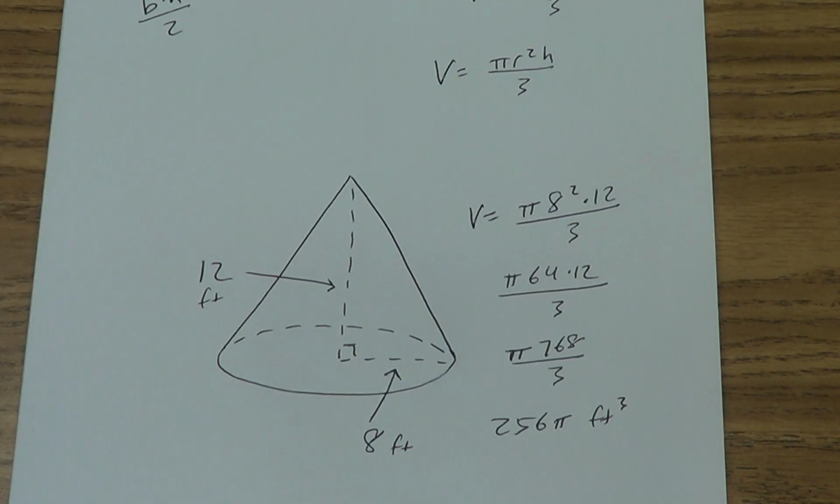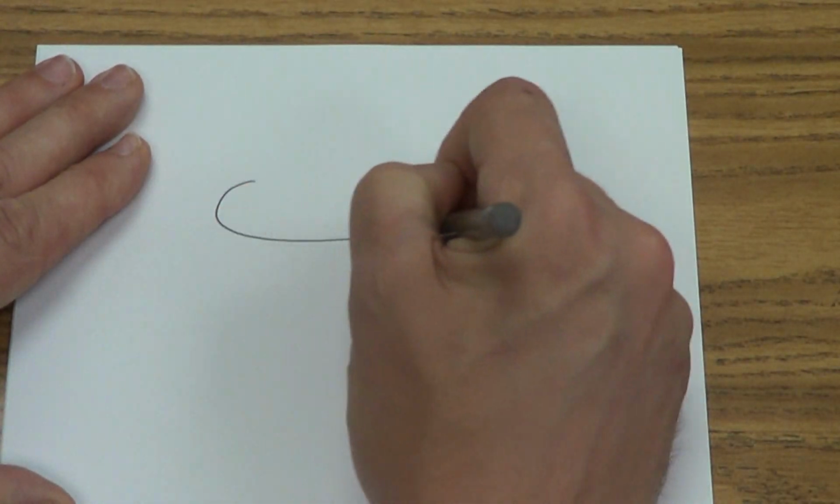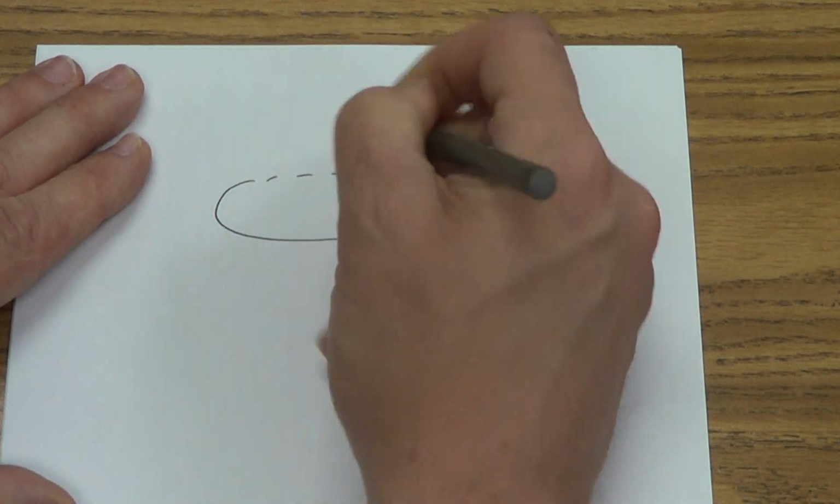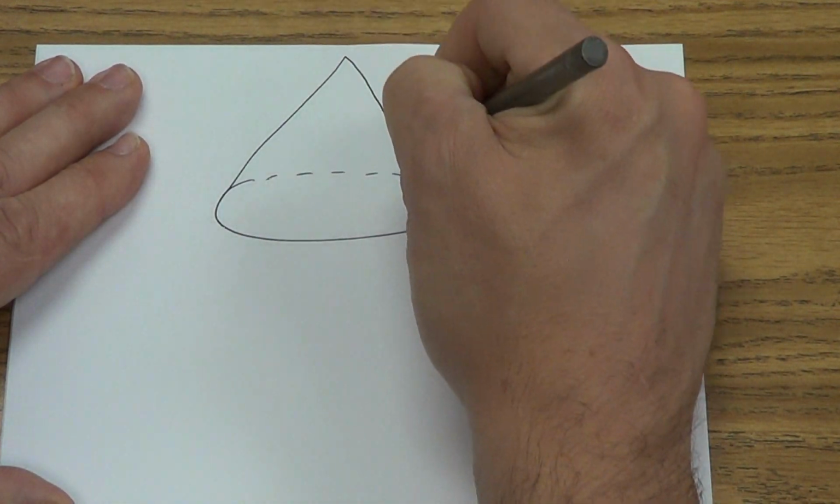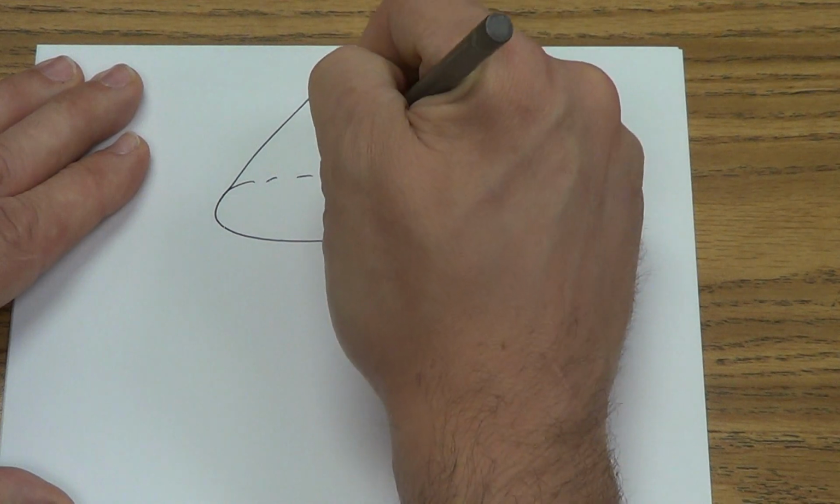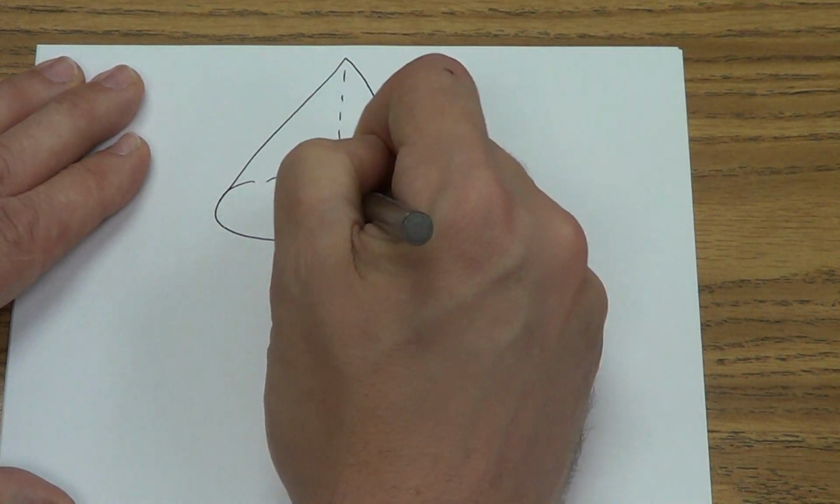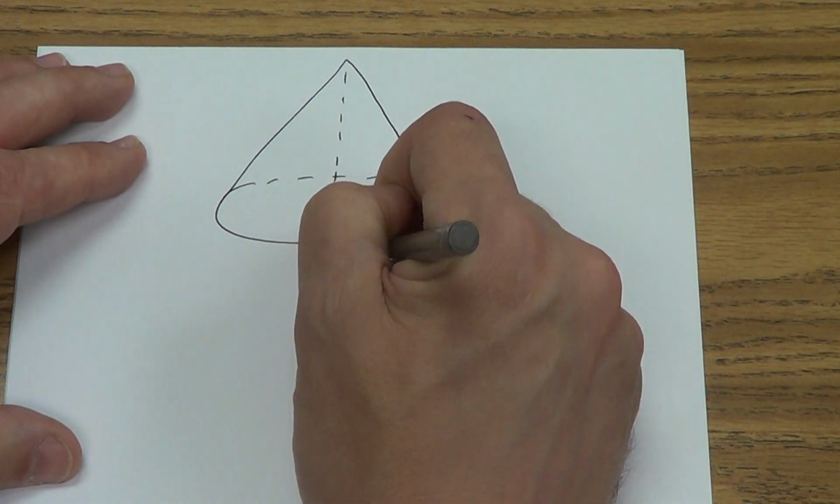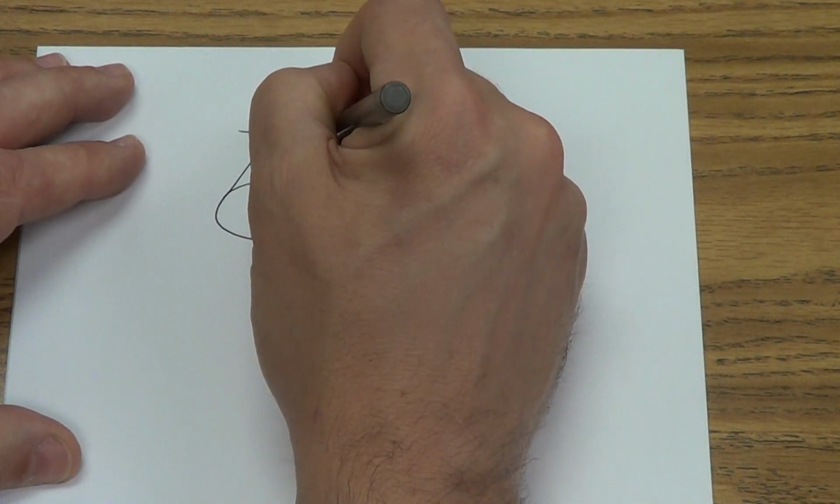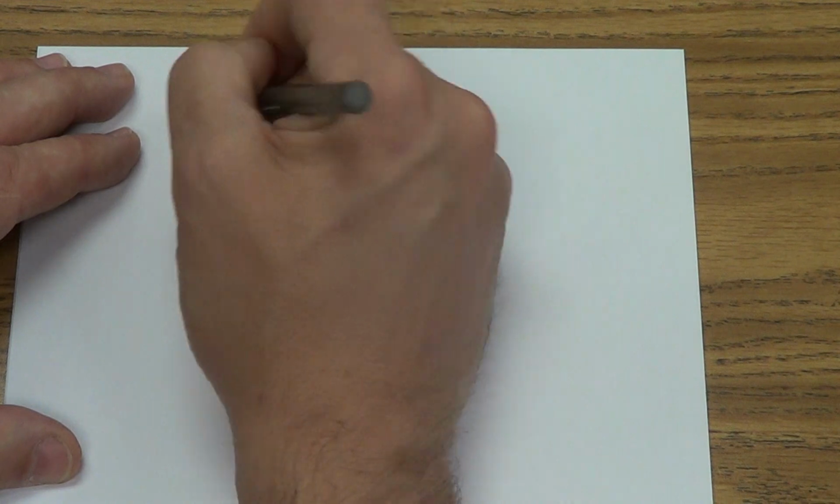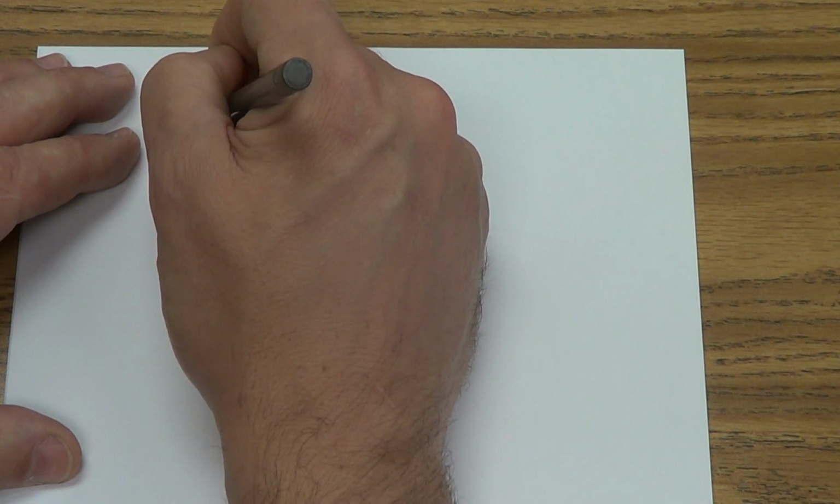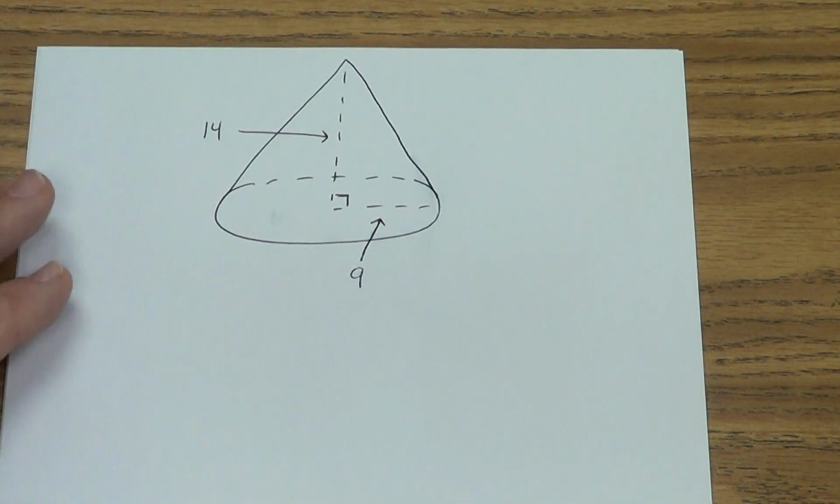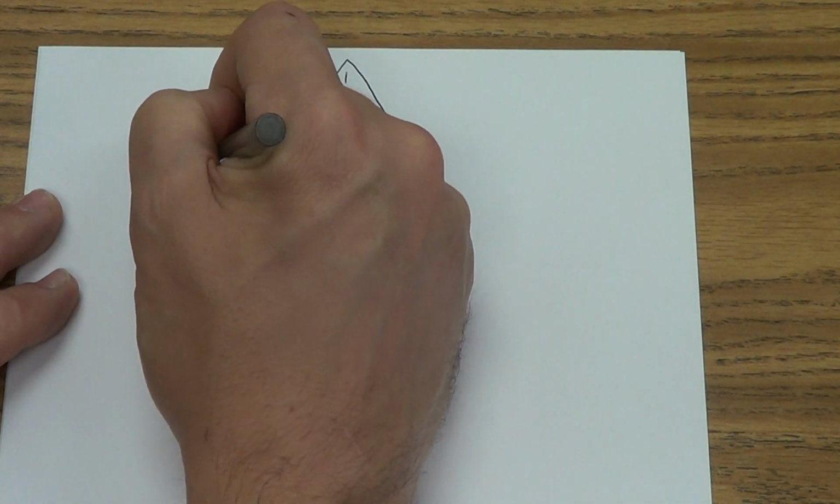All you got to do is know how to plug the stuff in, know how to do a little bit of simplifying. Maybe you want to try on your own. All right, so I got my base, my dotted lines in the back, my triangle coming up here, height coming down. All right, let's do a radius of 9 and a height of 14. Okay? Put centimeters on both of these. Go ahead, try that one.